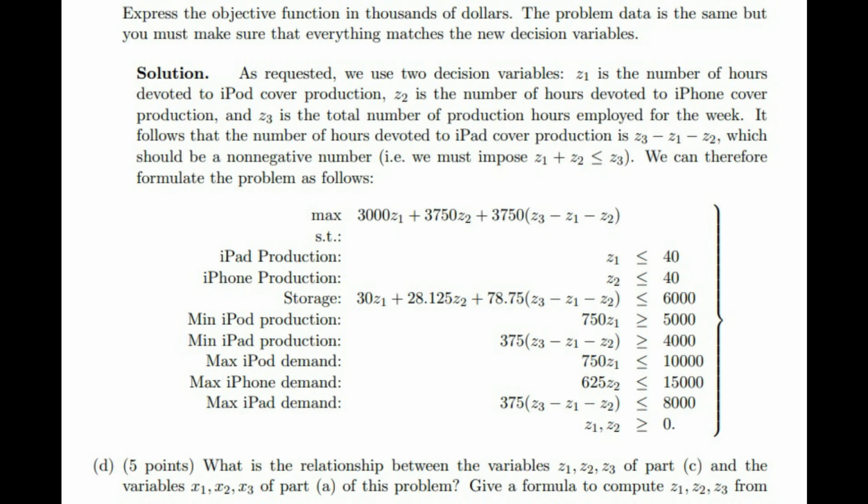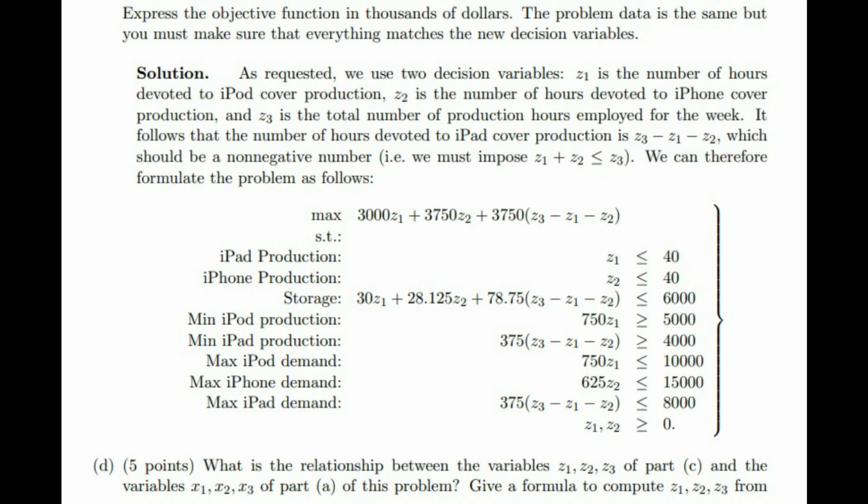Maximum iPod demand: 750 Z1 is less than or equal to 10,000. Maximum iPhone demand: 625 Z2 is less than or equal to 15,000. Maximum iPad demand: 375 times (Z3 minus Z1 minus Z2) is less than or equal to 8,000. Z1, Z2, Z3 are greater than or equal to 0.